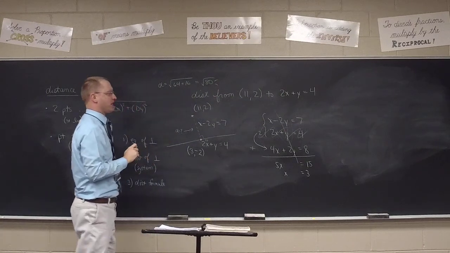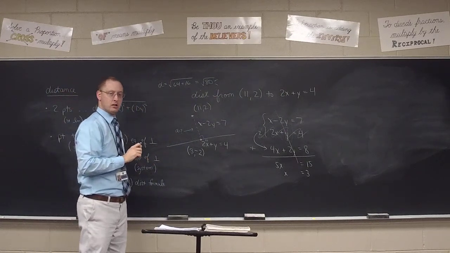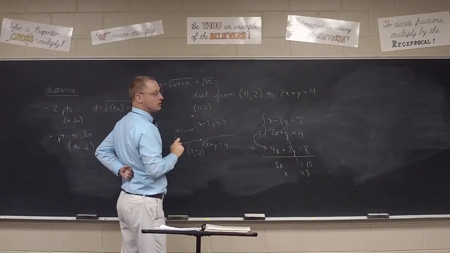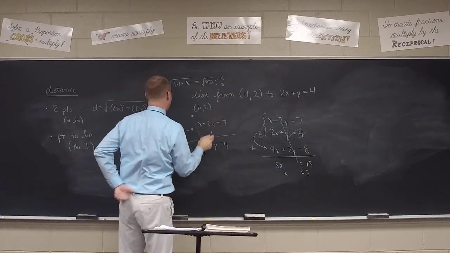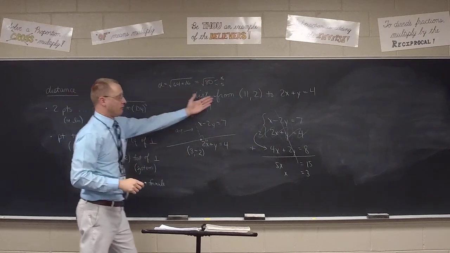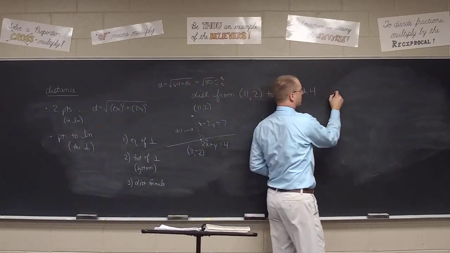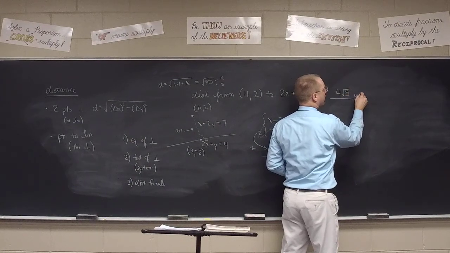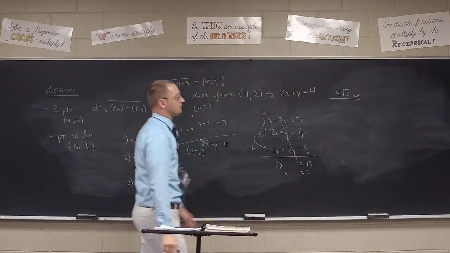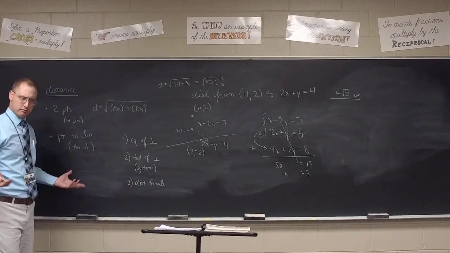I feel like I can reduce that. How could I factor the 80? 16 and 5. And so my final answer for the distance from this point to this line is? 4 root 5 units. And there we go. There's our answer. Seem pretty easy?